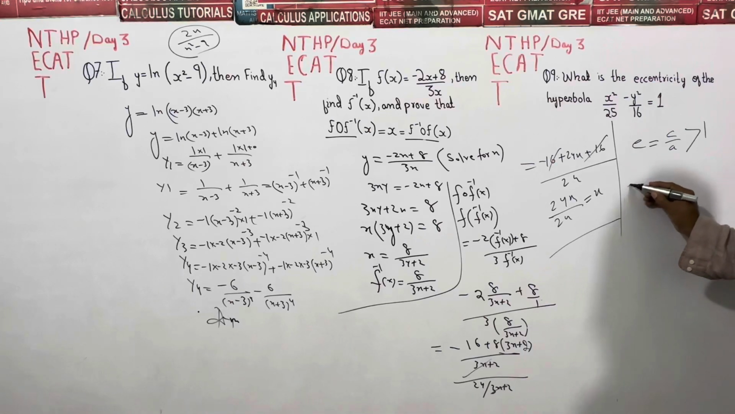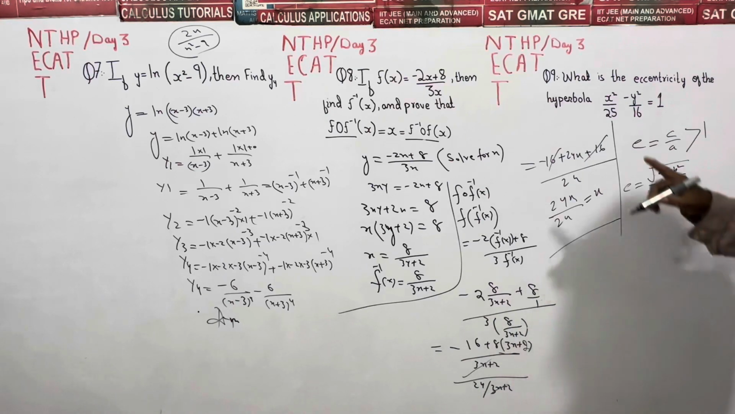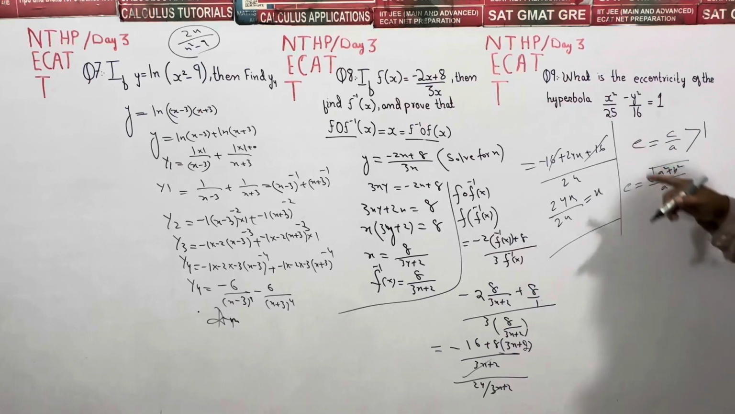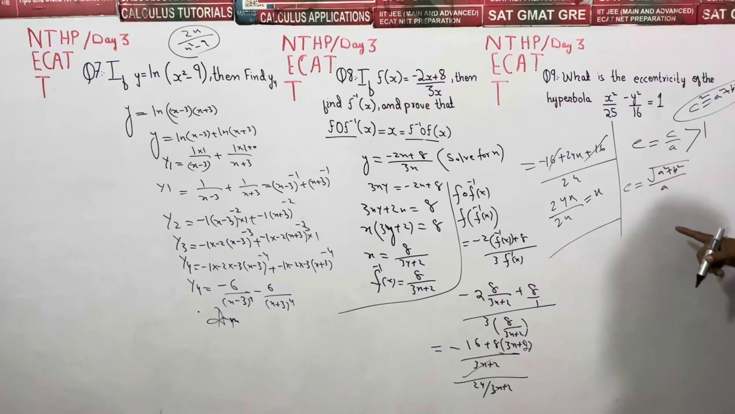So c is given, for a hyperbola, by root of a square plus b square. That's the value of c. It connects the coordinates of the foci, the transverse axis and the conjugate axis. That is the formula for them: c square is equal to a square plus b square. I have utilized it for c: c is root of a square plus b square. That's our a square, that's our b square.